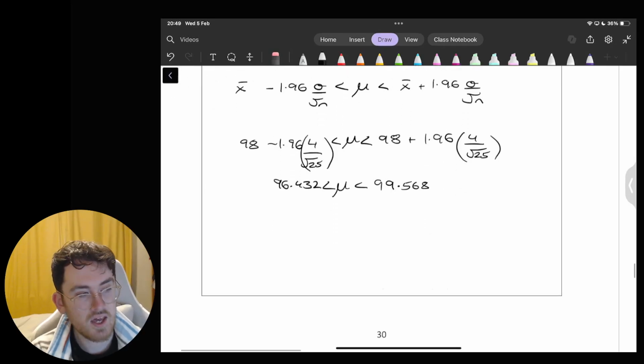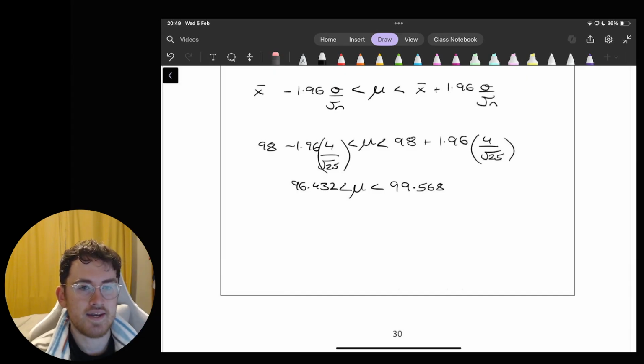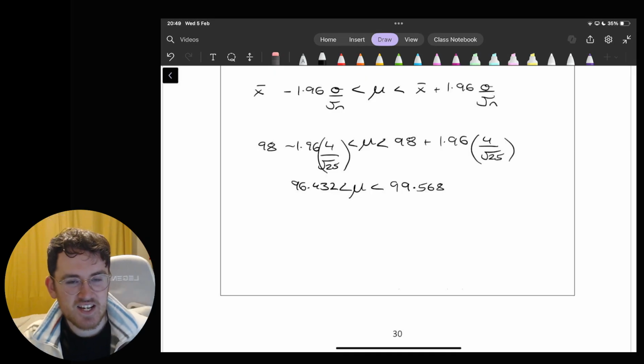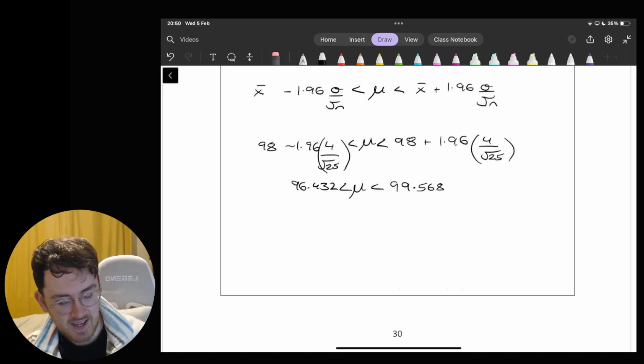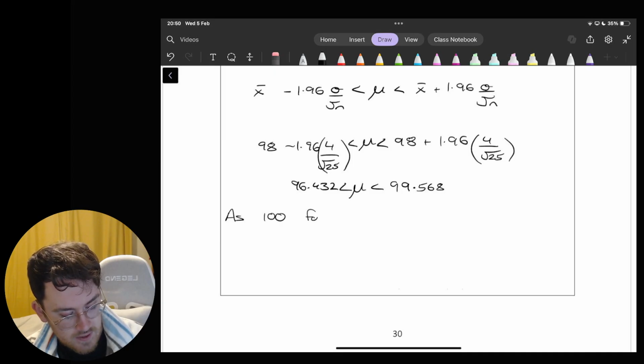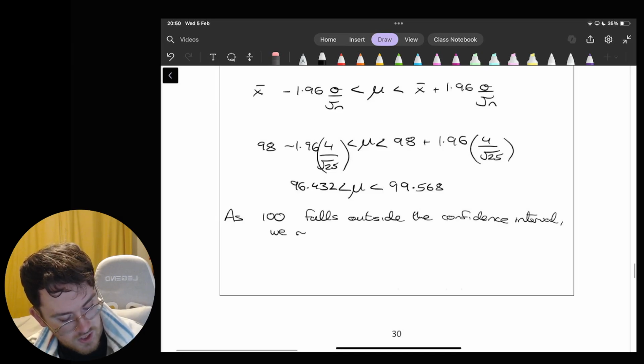96.432. Okay, so looking at our values here, we're looking between 96.432 and 99.568. Okay, so because it's very, very close here, but because we're allowing some decimals, we're going to reject the null hypothesis. So as 100 falls outside the confidence interval, we reject the null hypothesis.